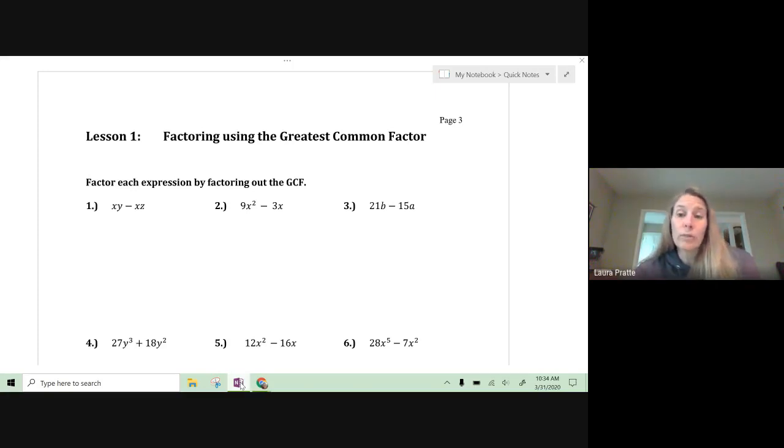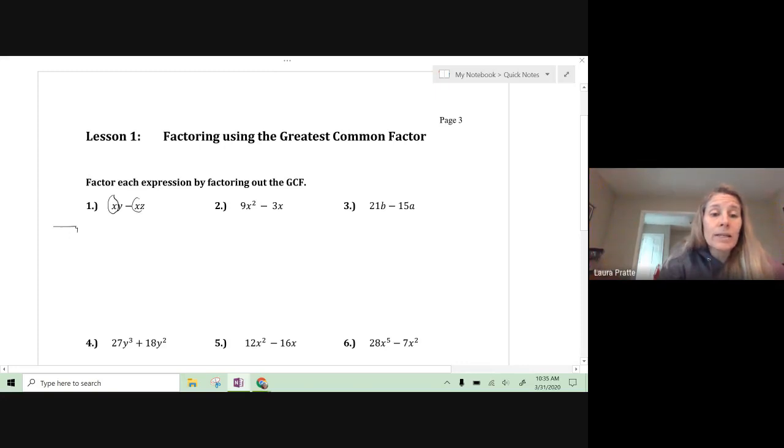Now you'll notice that these expressions here are all binomials, so there's just two terms being separated by that plus or minus sign. And especially in number one, there's not even any type of numerical term. There's just variables there. So when you want to take out a greatest common factor that includes a variable, you just want to look for the common variable. So if you look at number one, we notice that we have an x in each of our terms. So that is our greatest common factor.